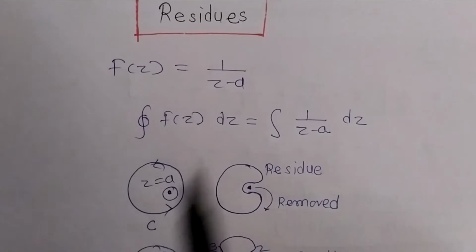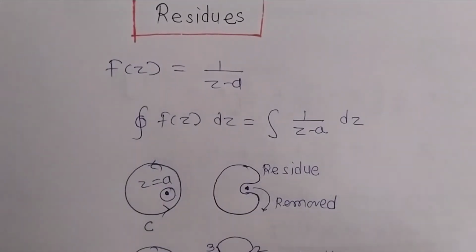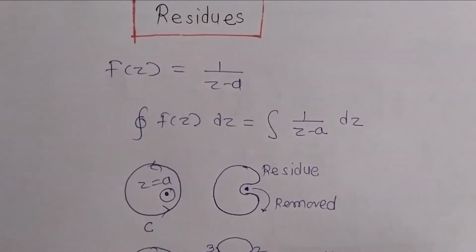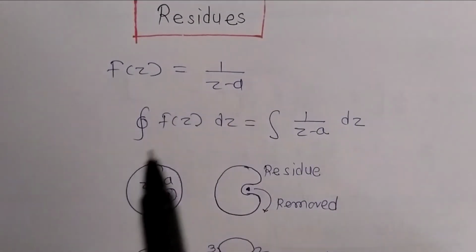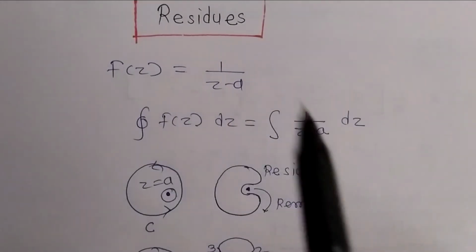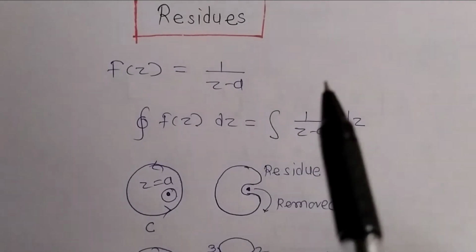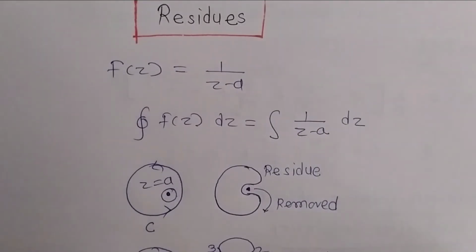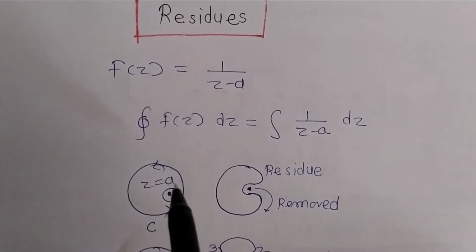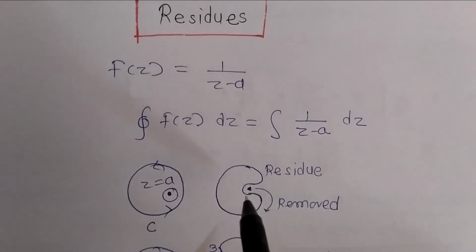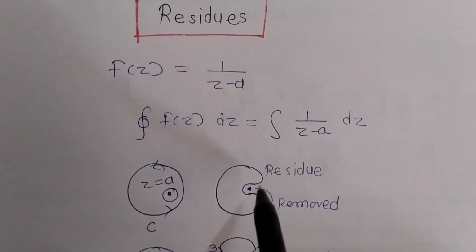Residue is another topic. When f(z) = 1/(z - a), integrating f(z) dz, that is, integrating 1/(z - a) dz, the residue arises when this is the circle and this point is at z = a. The residue is obtained when this point is removed. We can call it a, this is a residue.